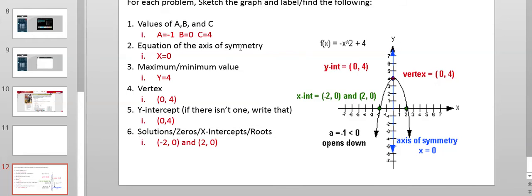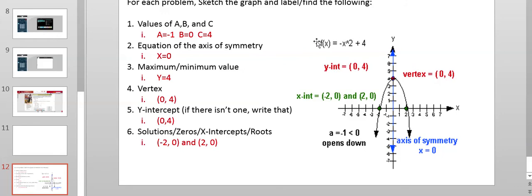Number 1, I need you to tell me the values of A, B, and C. And remember, you get that from the actual equation they give you. So for example, on my problem, A is -1. B is 0 because there is no B. There is no BX term in the middle. And C is 4 because C is the constant at the end. So A, B, and C, got it.